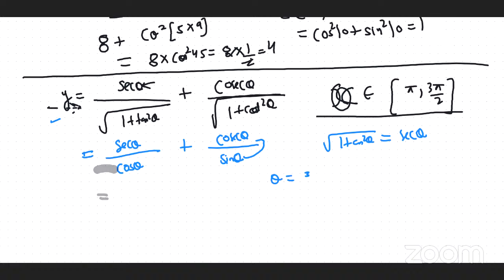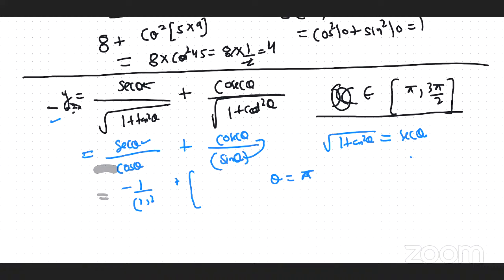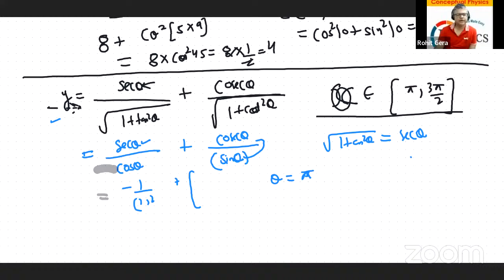So this will become, this is also cos. So this is -1 upon 1 square plus, in the third quadrant, what value can this acquire? At pi, 0. Correct. So this value is -1, -1, -1. I think there is something wrong with this question. It is not correct.